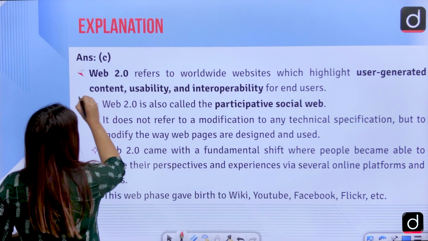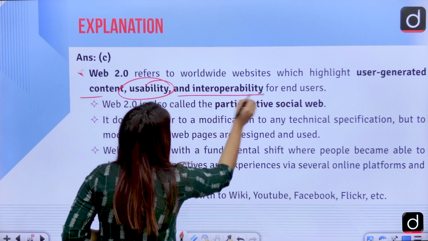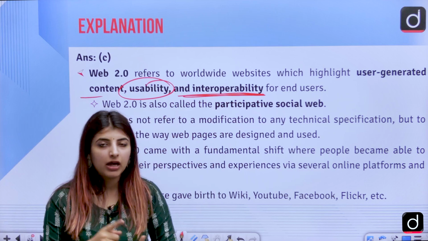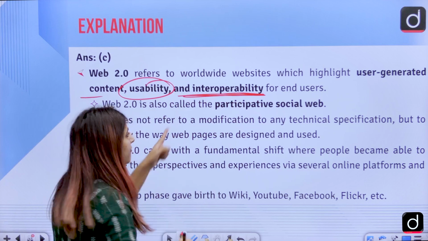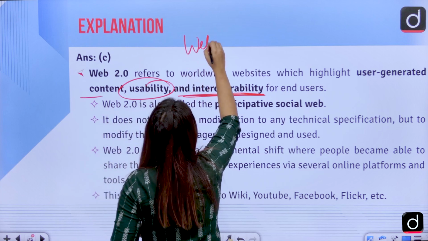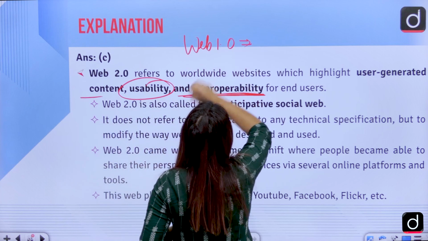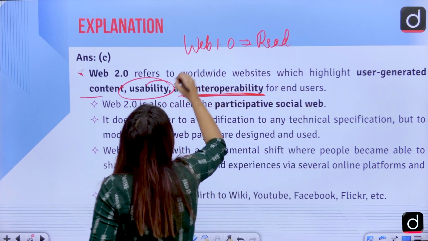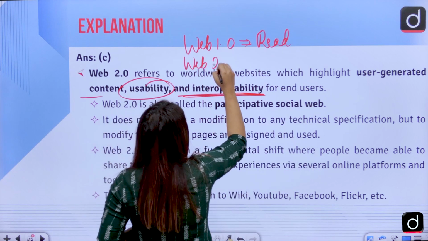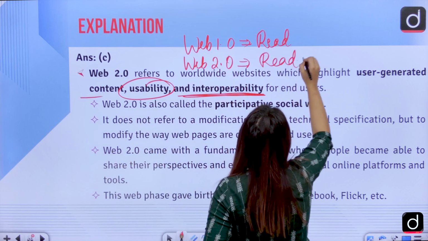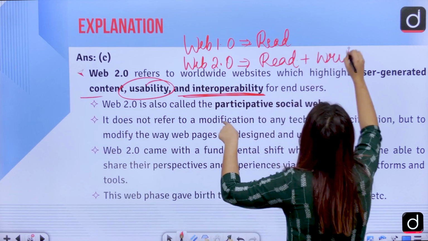User generated content, usability and interoperability, right? Which means that something which can be shared. The participative web, why is it known as the participative web? Web 1.0, you can just write it down as well, was just read, right? When Web 2.0 came, it became read and write, that people were participating.